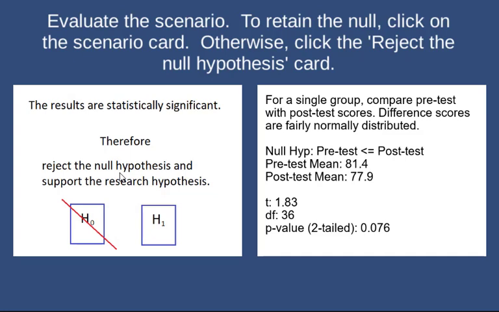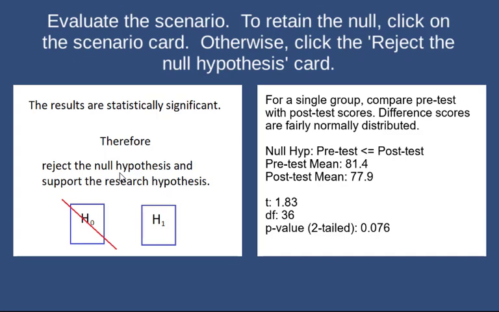And then finally, looking at this other scenario, the null hypothesis says that the pre-test should be less than or equal to the post-test. Quite contrary to that, the pre-test is larger. Based upon the evidence, it's 81.4 compared to 77.9. But is that a big enough difference? The t-test statistic is a 1.83. Again, somewhat promising in terms of how large it is. Degrees of freedom is 36. And the p-value for a two-tailed test is 0.076.